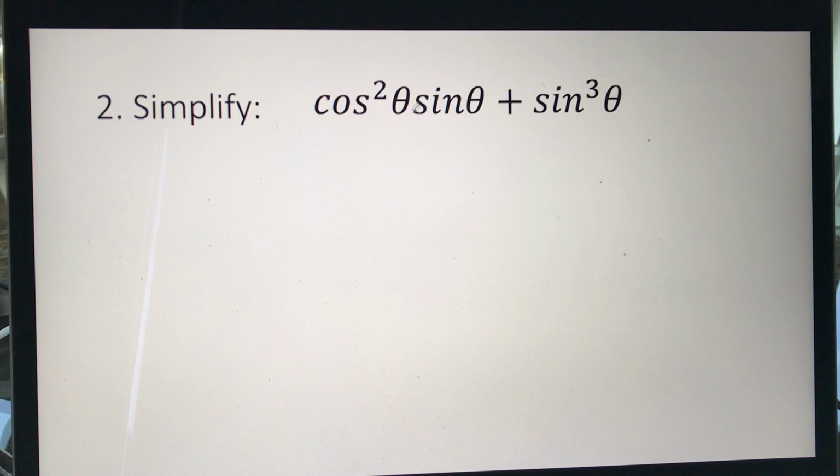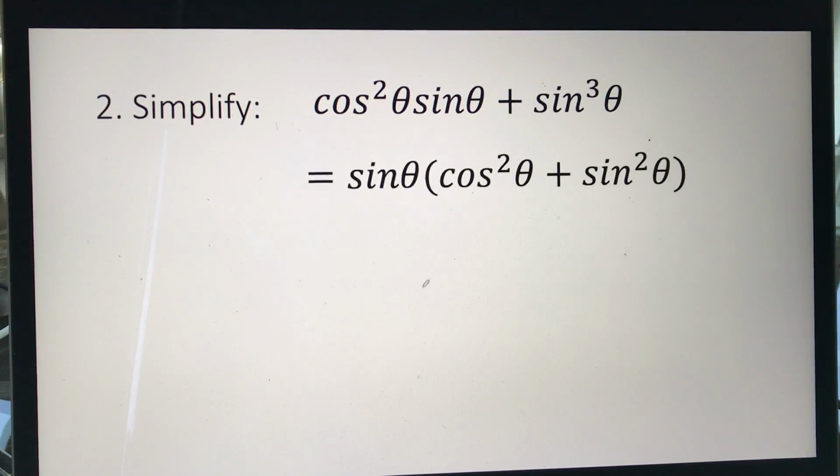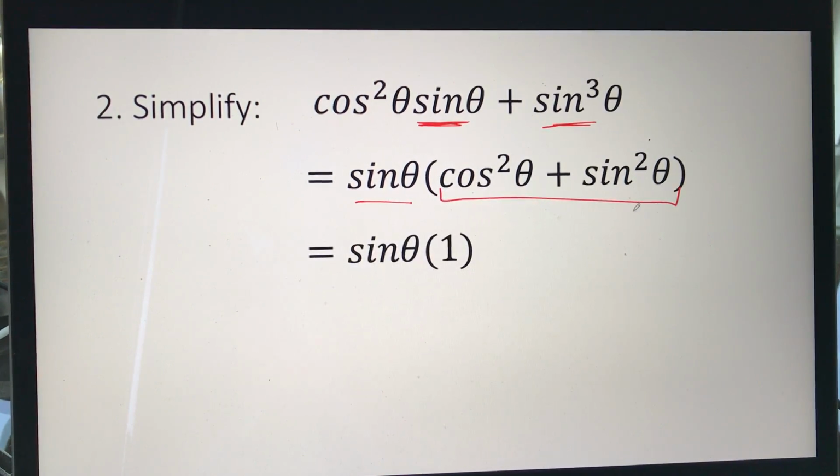Another idea here, cos squared theta sine theta plus sine cubed theta. We can do some common factoring again. Sine theta is a common factor. There's a sine theta here, we can pull one out here, so I pull a sine theta out front. That leaves me with this inside the bracket, and this inside the bracket is the Pythagorean identity: cos squared theta plus sine squared theta is equal to 1, which leaves sine theta.